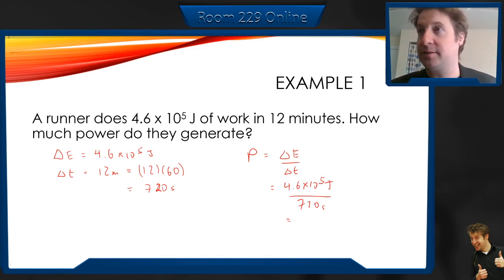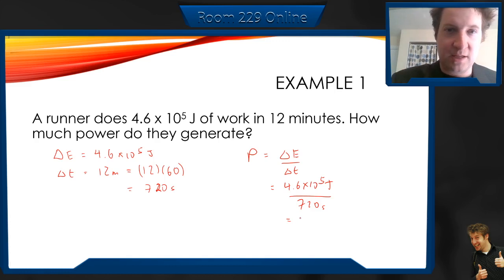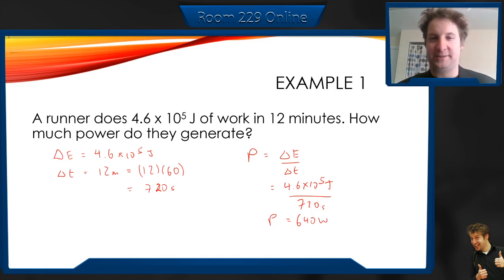What's that going to give us? Give me a second here. All right, so grabbing a calculator, that's going to be 4.6 times 10 to the 5 divided by 720. So that's going to be approximately 640 watts. Okay, I'll give you an idea. That's like a kettle, basically. When you're running, you are producing about a kettle's worth of energy.